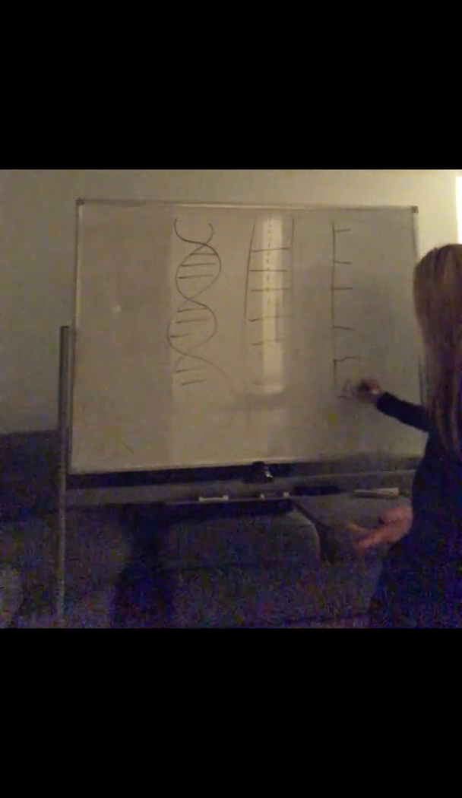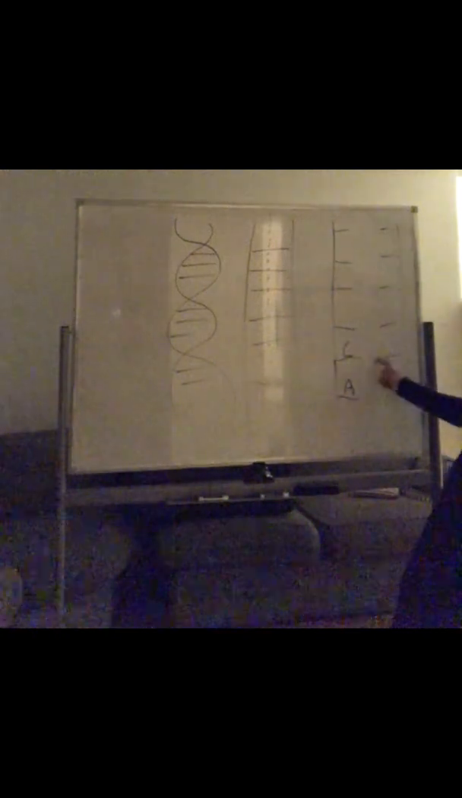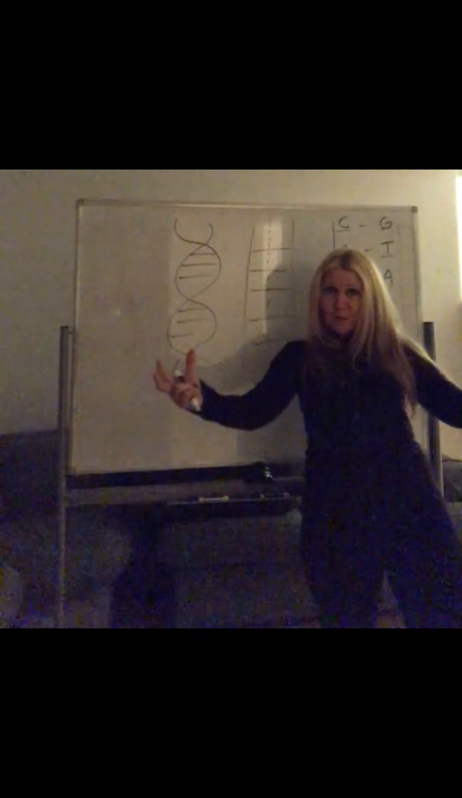However, if this is A, then the other side of the DNA would have to be T. If this is C, the other side of DNA would have to be G. If this is G, the other half would have to be C. If this is T, the other half would have to be A. If this is A, the other half would have to be T. If this is C, the other half would have to be G. So this is just showing the base pairing rules. All right, so A matches T, G and C go together.